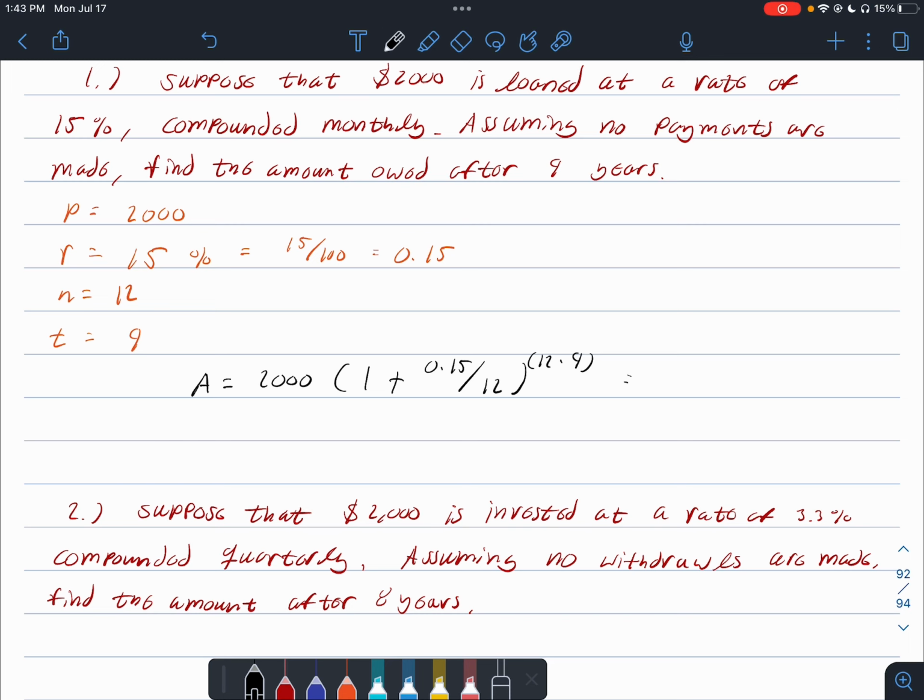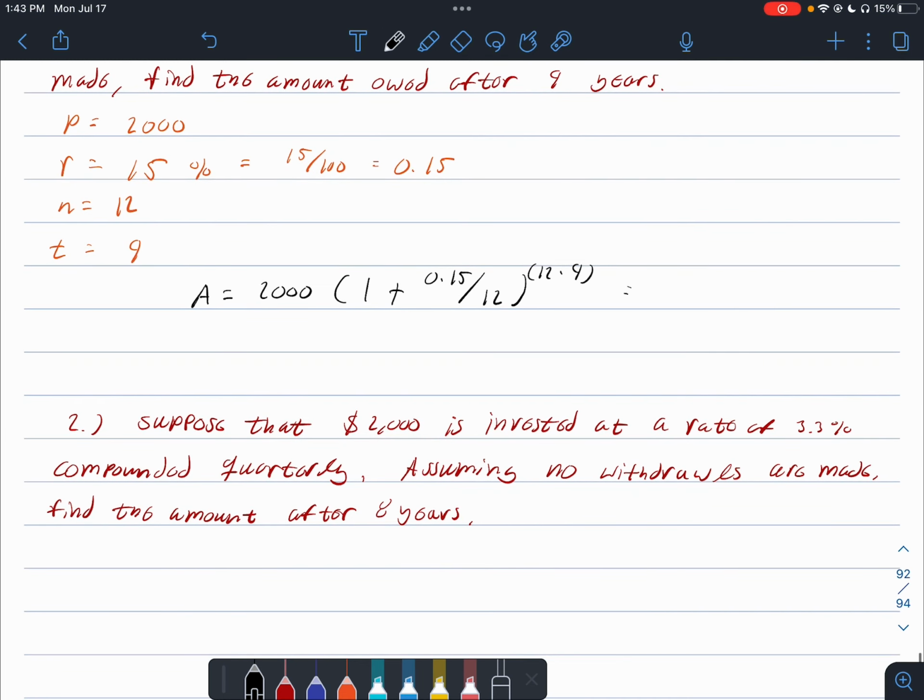All right. So if you plug this into a calculator, what you're going to end up with for your final answer is a grand total of $7,650 and 56 cents.